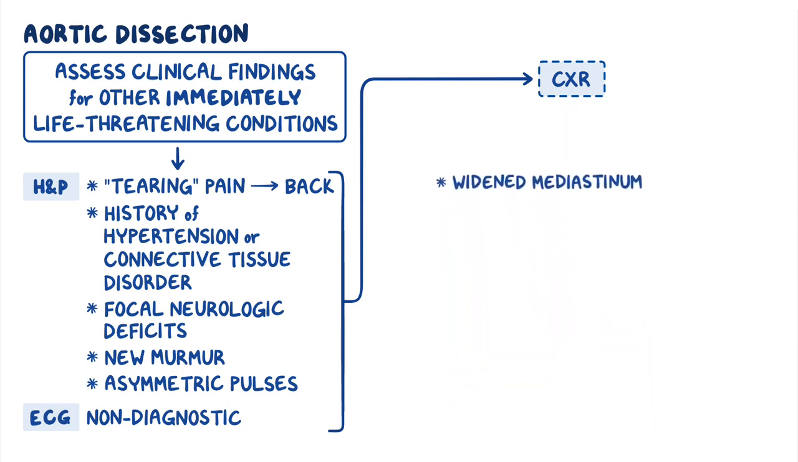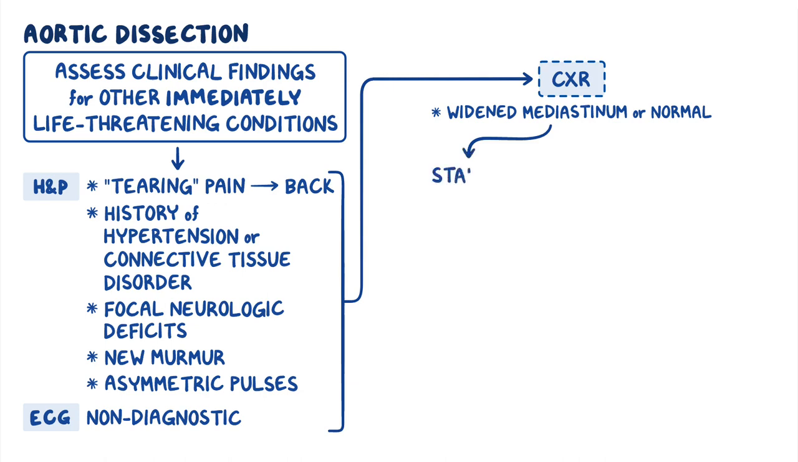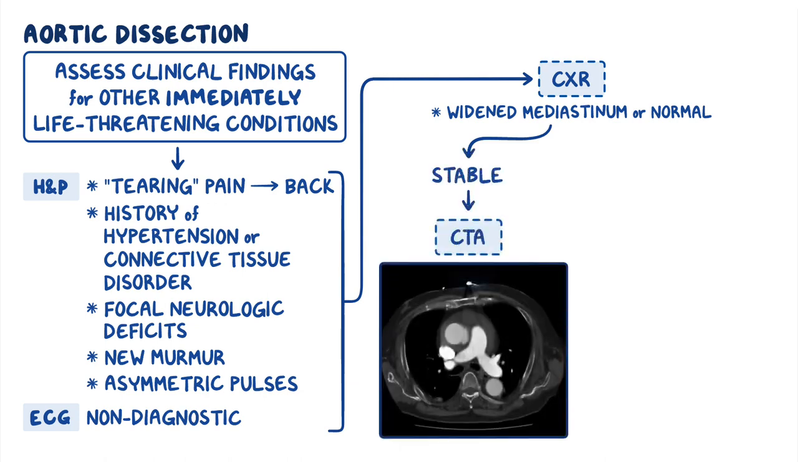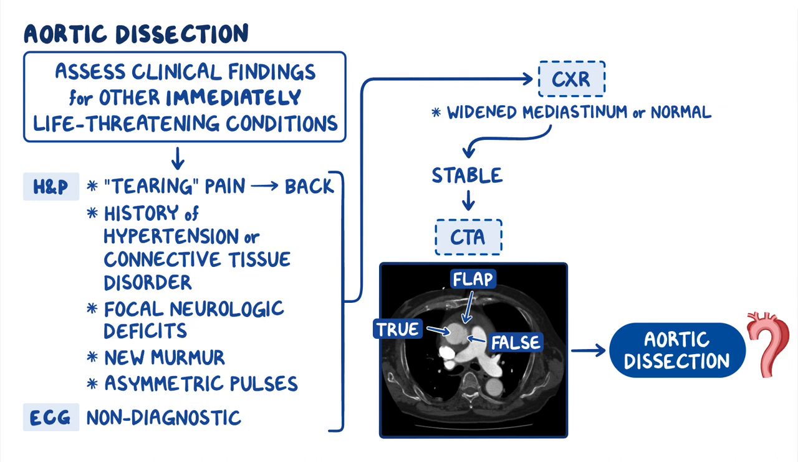So, if you suspect aortic dissection and the patient is stable, the next step is an immediate CT angiogram of the chest. This will show an intimal dissection flap and a true and false lumen. If the patient is unstable, the best initial test would be a transesophageal echocardiogram, or TEE.